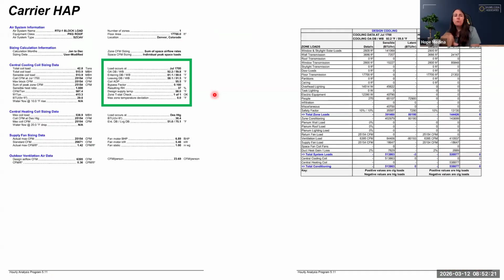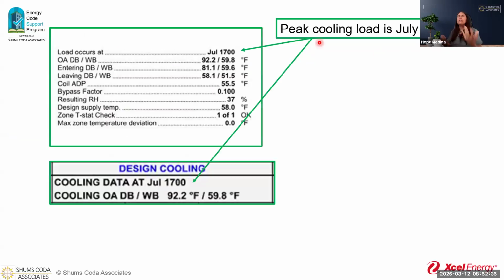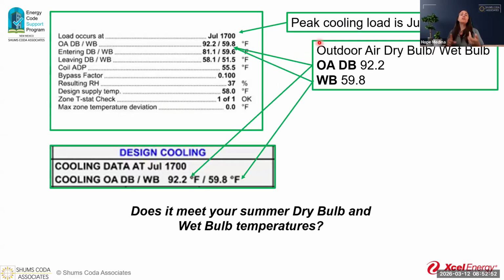All right. The next one is taking a look at this box right here, and it does correlate with the information here that will translate also into this report. So if we look, it again tells us what our peak loads are. It says it's in July, at 1700 hours. So that means at 5 p.m., the peak load in July is what they're designing to. And then it gives us the information about our outdoor dry bulb and our wet bulb.